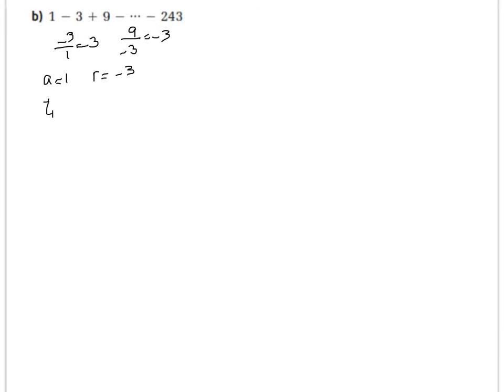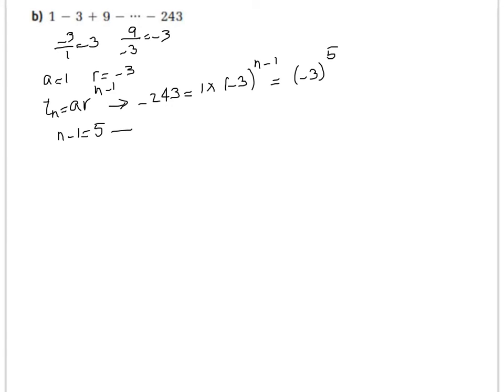So I'm going to use T_n is a r^(n-1). We know that negative 243 is the last term, so it is equal to a, which is 1, times r, which is negative 3, to the n minus 1. But negative 243 can be written as (negative 3)^5. Since in the equal sign the bases are the same, then the exponents have to be the same. So n minus 1 has to be equal to 5. From here I get n is equal to 6.